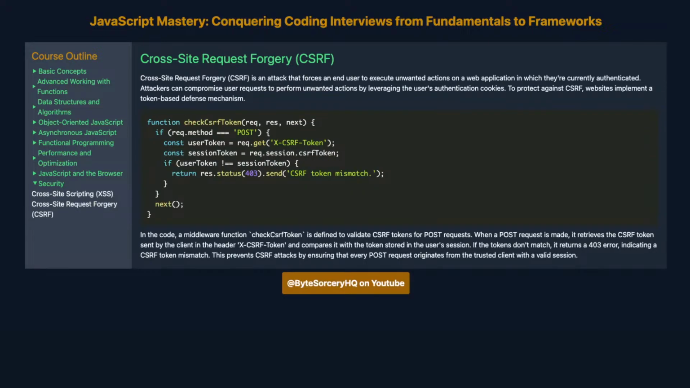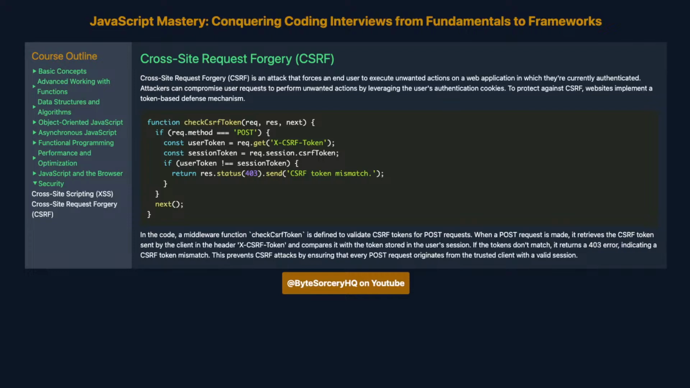Cross-site request forgery, CSRF. Cross-site request forgery, CSRF, is an attack that forces an end user to execute unwanted actions on a web application in which they're currently authenticated. Attackers can compromise user requests to perform unwanted actions by leveraging the user's authentication cookies. To protect against CSRF, websites implement a token-based defense mechanism.